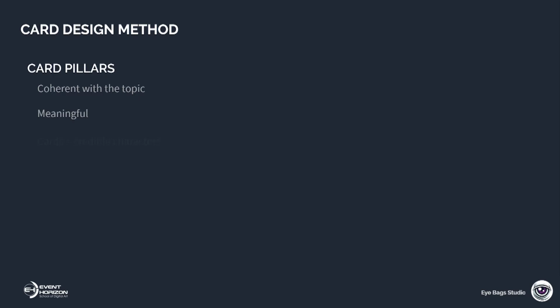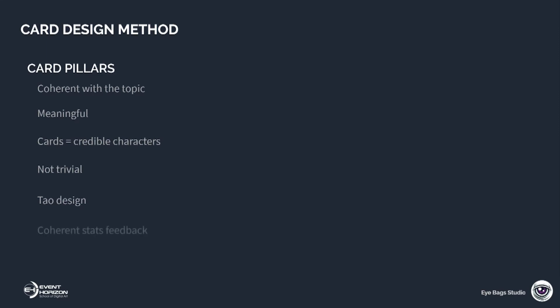The second is meaningful, so the card choices must be interesting and have to teach something to the player. The third is cards are credible characters, so the player has to perceive the cards as real people with which to interact. So the cards must communicate correctly the information, creating a coherent experience that generates a suspension of disbelief. The next one is not trivial, so avoid the feeling of this card is obvious.